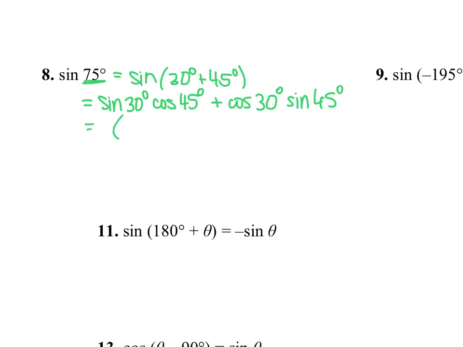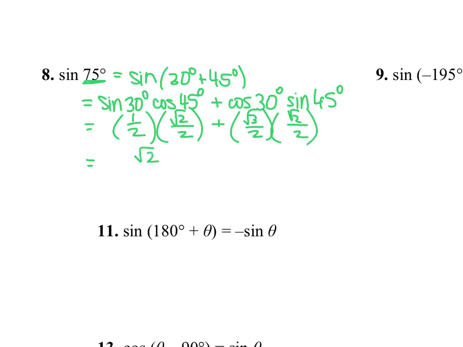Okay, and then refer to your unit circle. Sine of 30 degrees, I got 1/2. Cosine of 45, I got rad 2 over 2. Cosine of 30, I get rad 3 over 2, and sine of 45 degrees, I get rad 2 over 2. Multiplying those, I get rad 2 over 4 plus rad 6 over 4, giving me final answer of rad 2 plus rad 6 all over 4. All right, and that is my final answer.